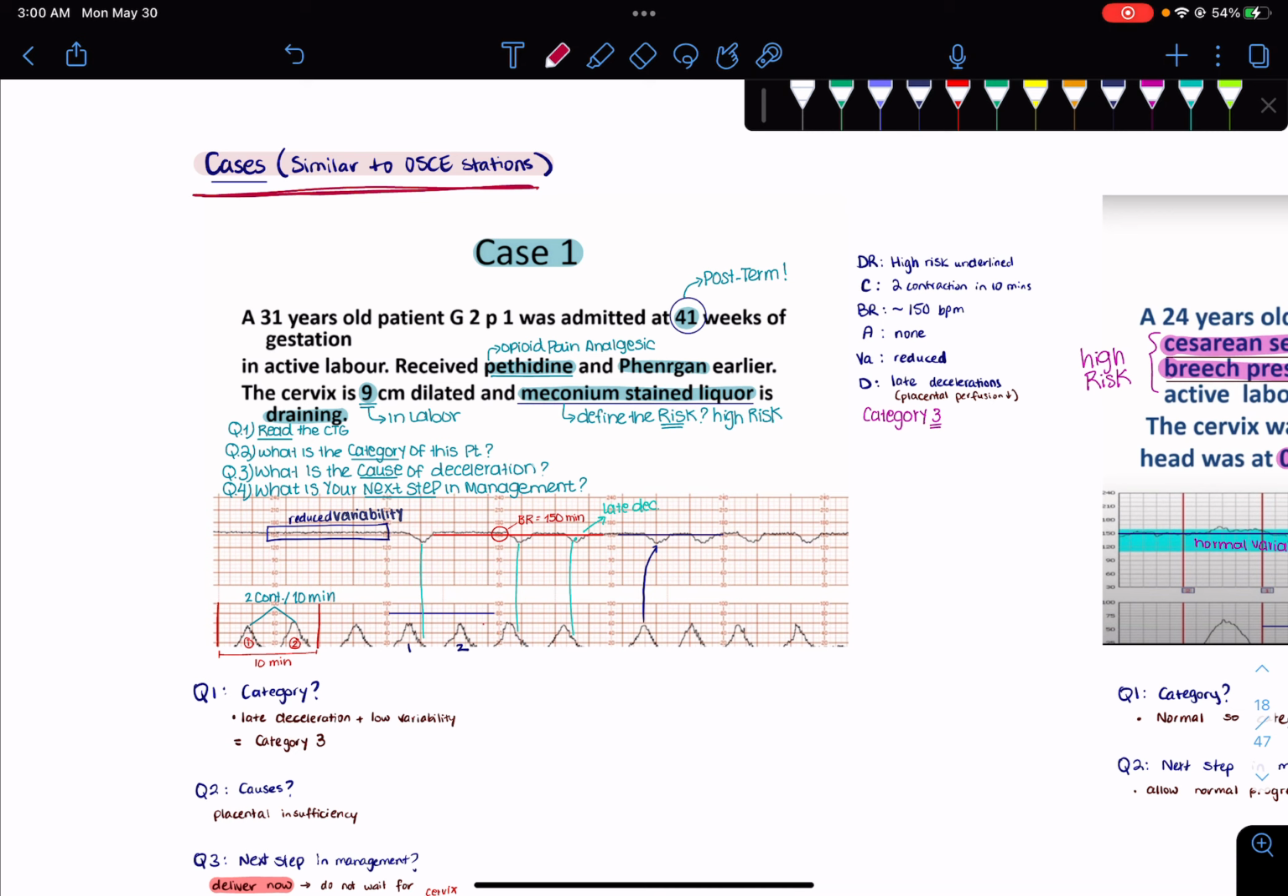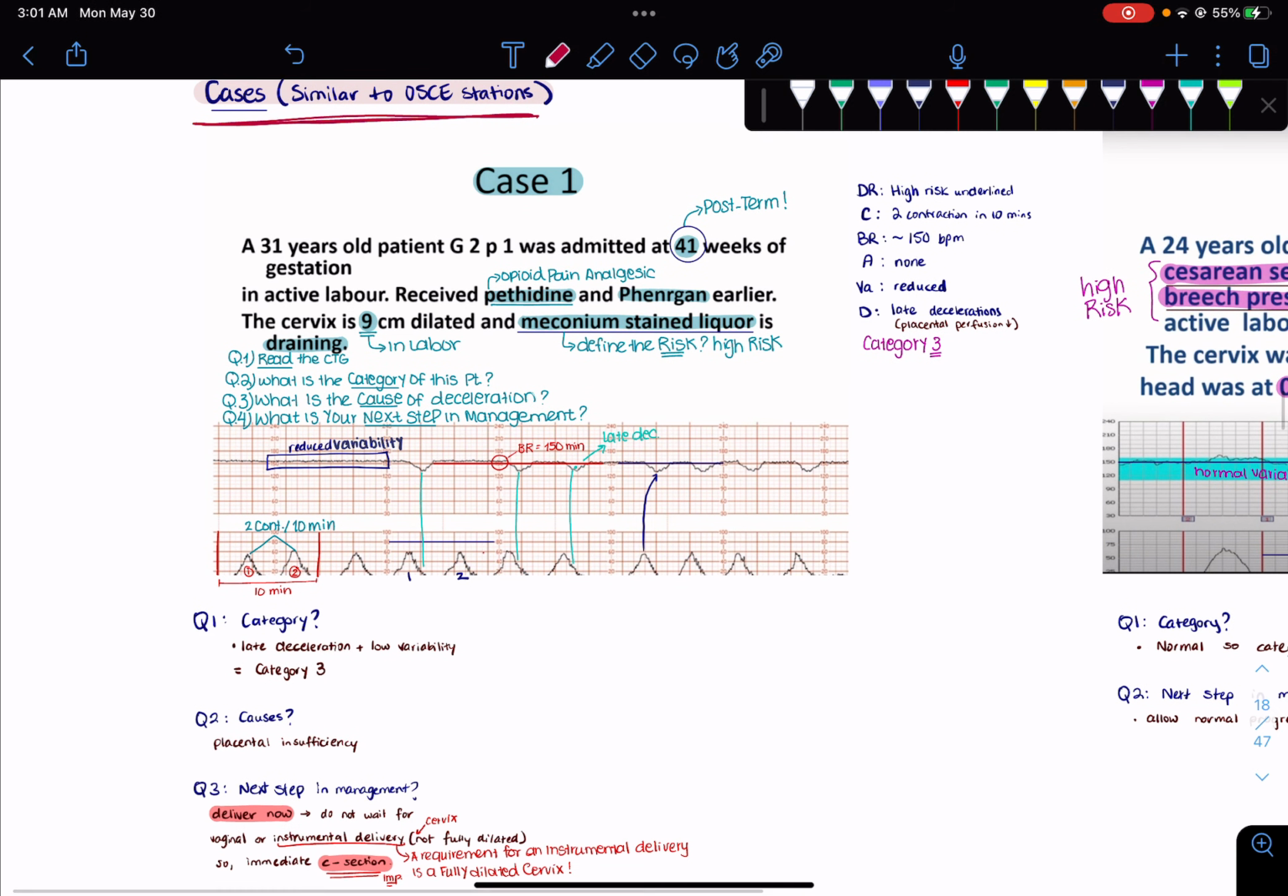First, read the CTG. Second, determine which category the patient lies in, category 1 ولا 2 ولا 3. بعدين, what is the cause of the deceleration? إذا كانت early ولا late ولا variable. And what will be your next step in management? حلو? طيب, perfect. Let's start with case 1.